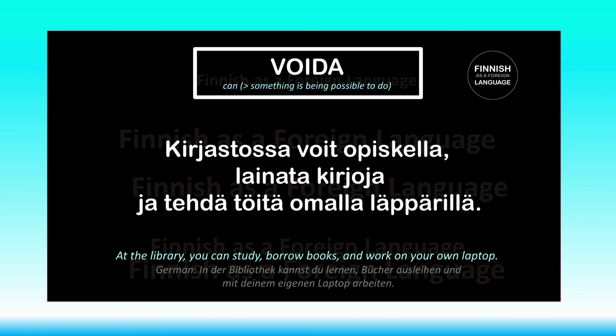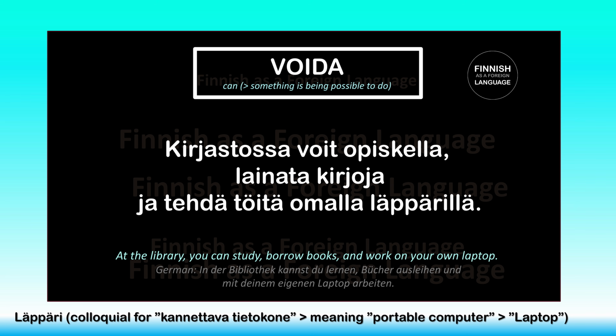Kirjoja means books, partitive plural. Ja means and. Tehdä töitä means doing work or to do work. And omalla läppärillä means on your own laptop. Its basic form is oma, which means own, and läppäri, which means laptop. So let's repeat again. Kirjastossa voit opiskella, lainata kirjoja ja tehdä töitä omalla läppärillä. At the library you can study, borrow books and work on your own laptop.